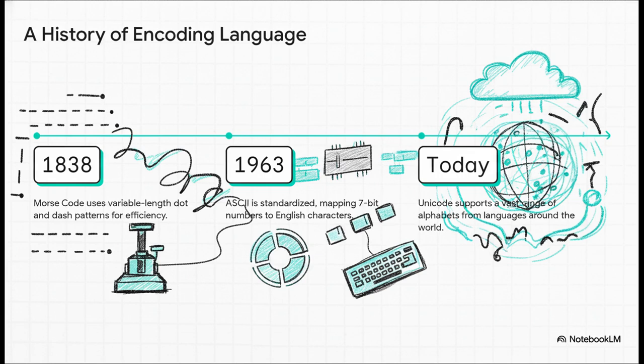This all led to modern standards like ASCII, where we just all agreed that the number 65 represents the letter A. There's nothing special about 65. It's just a convention, an agreement, where context gives the bits their meaning.